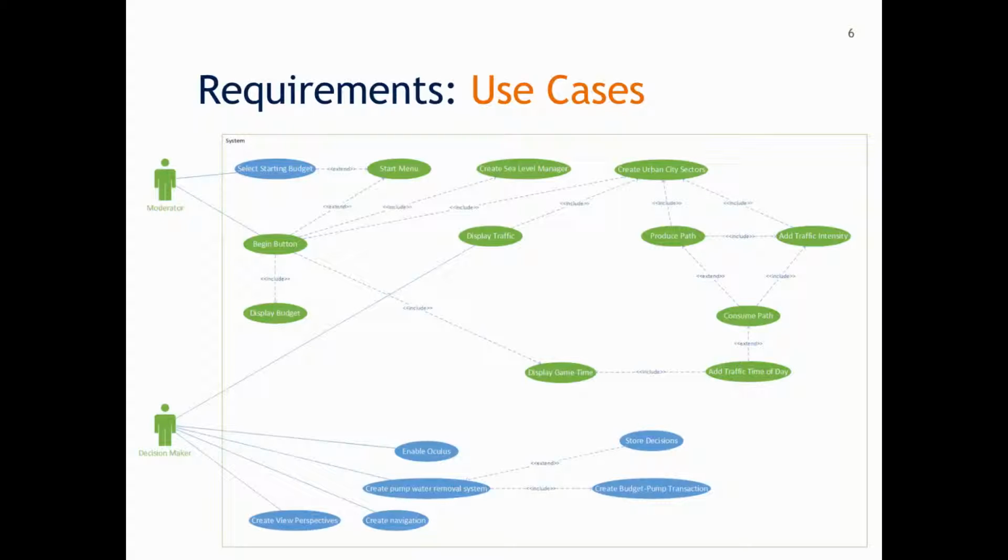Here is the use case diagram. In the system, we have two types of users. The moderator is a user that will have a separate scene or view, in which the moderator will be able to monitor the decisions made by the decision maker. The second user is called the decision maker, who is considered to be an urban city planner. So this user will be in the simulation making decisions.